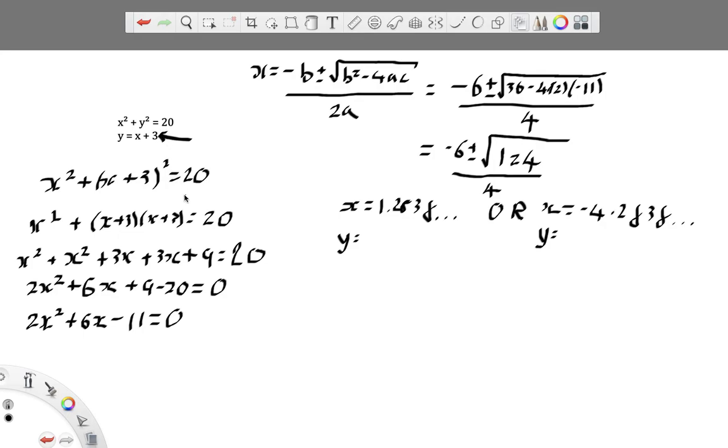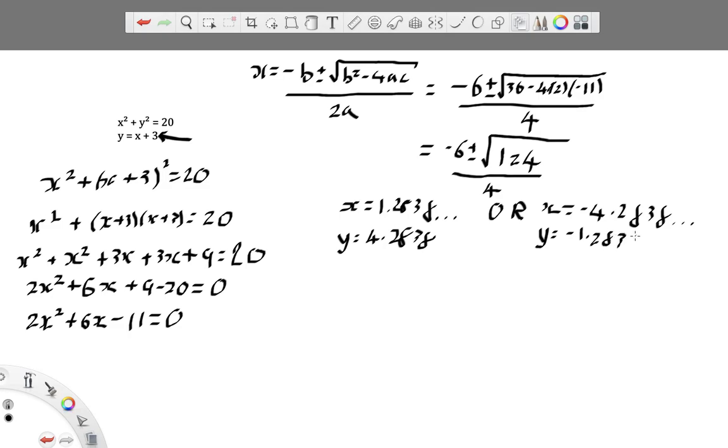And doing that, 1.2838 plus 3. Y comes out there as 4.2838. So you could have done that in your head. And then for the other option, we've got minus 4.2838 plus 3. And that comes out at minus 1.2838.